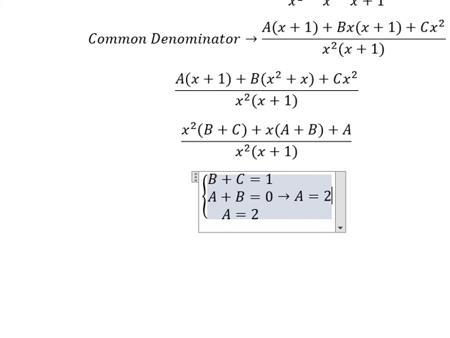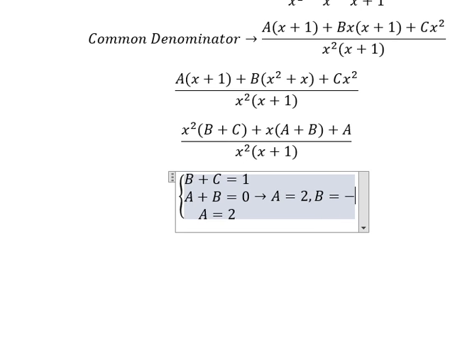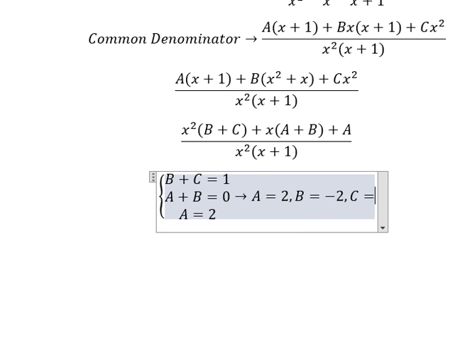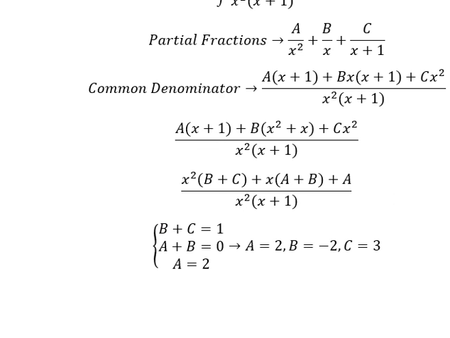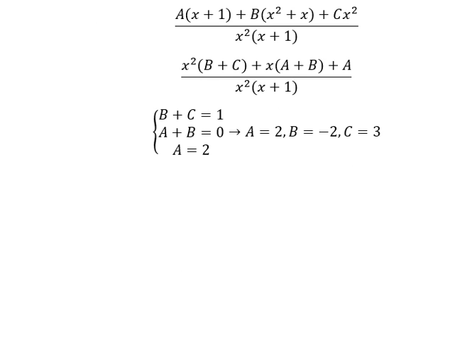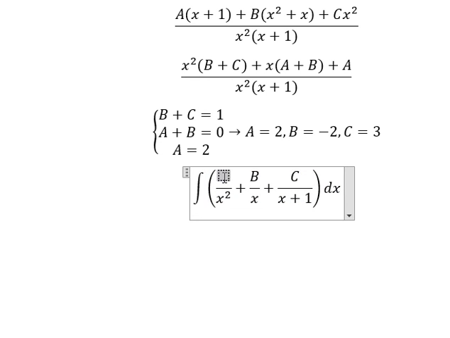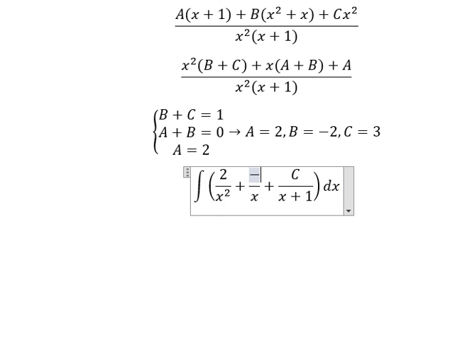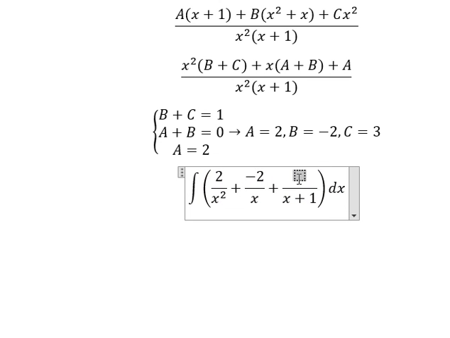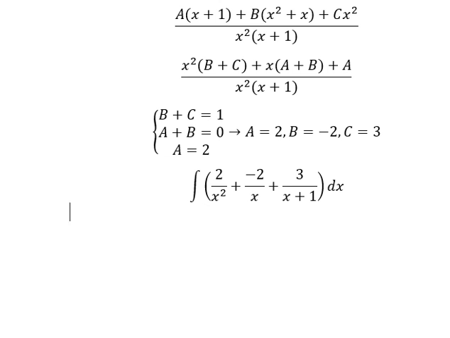A equals number 2, B equals negative number 2, and C equals number 3. So we put A, B, C in here. So A equals number 2, B equals negative number 2, C equals number 3. And now we have the final answer.